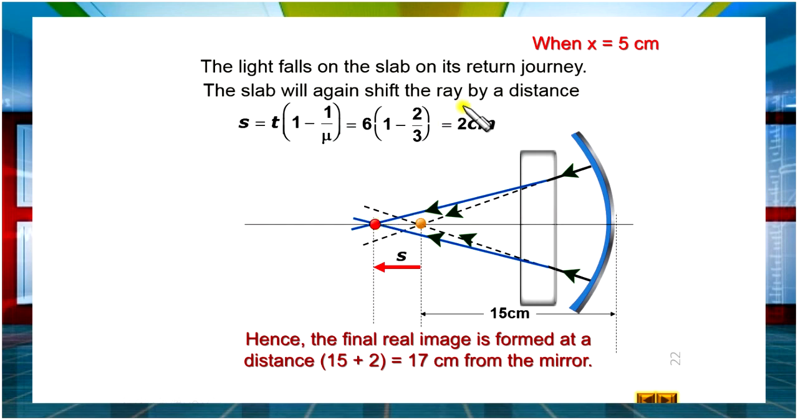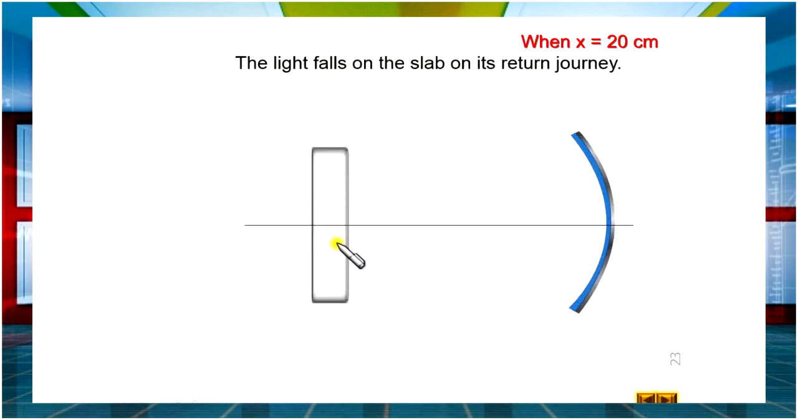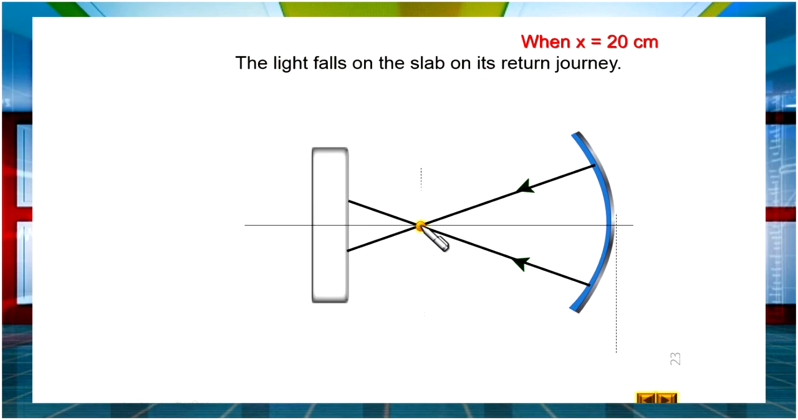Now let us consider the second case when x equals 20 centimeter. Right? Again, the ray will cross the slab. Slab may be at 5 centimeter or 20 centimeter. The ray, after all, will cross the slab at any distance. Right? So let us make the slab position here, that is 20 centimeter. And we know the ray will converge at a distance 15 centimeter. You know, this distance is 15 centimeter. Now rays are incident on this slab like this.